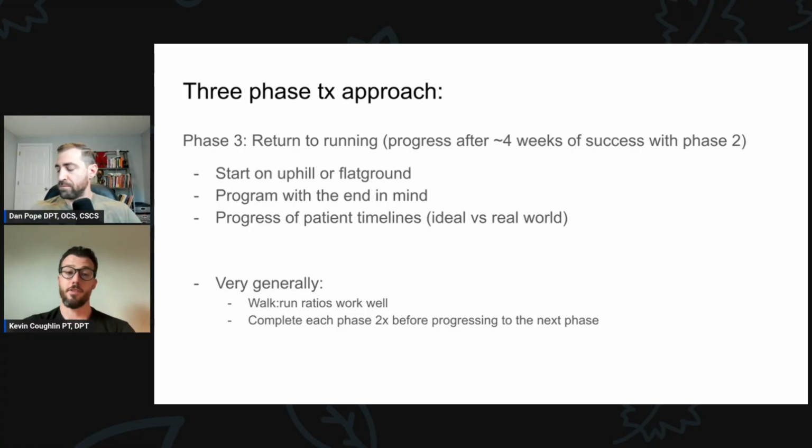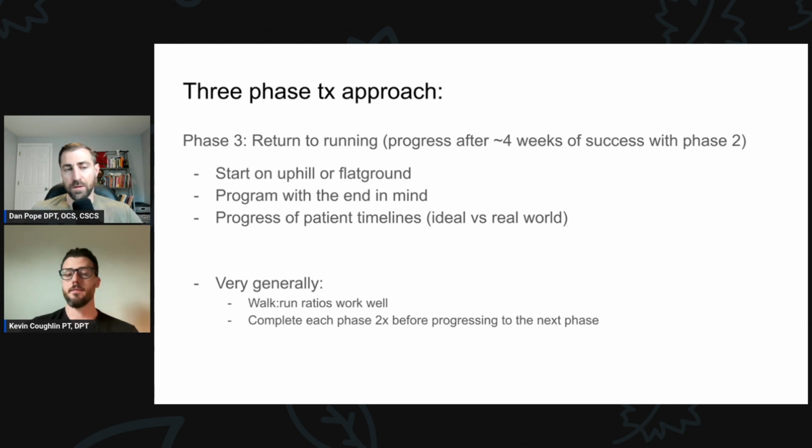All right, then that third phase here, if you're going through these phases, is returning to running. So I think after a few weeks of success with loading strength training movements where we're loading the IT band, they're tolerating plyometric loads to the IT band as well, we can introduce a return to running program.